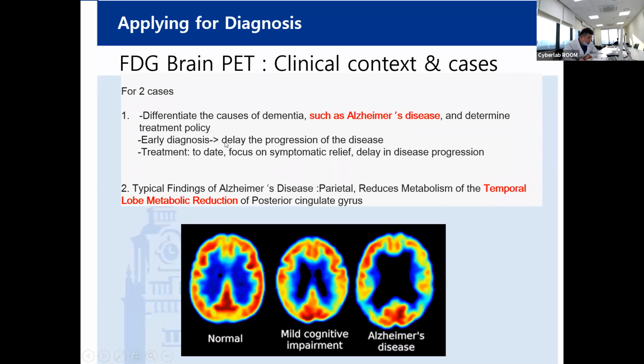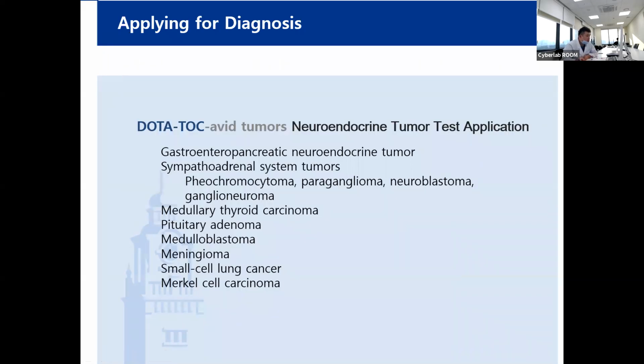So we basically see that it's Alzheimer's disease, it's Parkinson's disease. Temporal lobe has a metabolic reduction. Alzheimer's disease images. DOTA is indication. Tumor test application. Medullary thyroid carcinoma, and so on. Meningioma, small cell lung cancer, Merkel cell carcinoma.